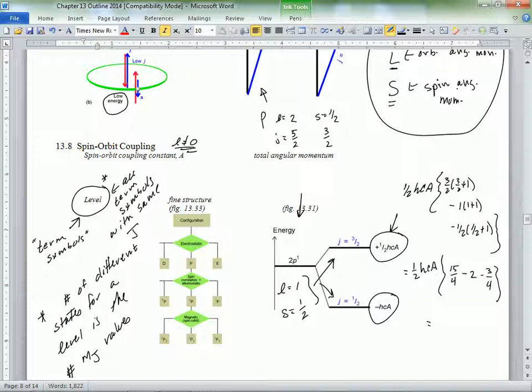Okay. So 11 minus 3 is 8. So that's kind of where the stuff is coming from. The p determined the l and the s, and the l and the s determined the j's. Yep. And then the J. Yep. Okay.